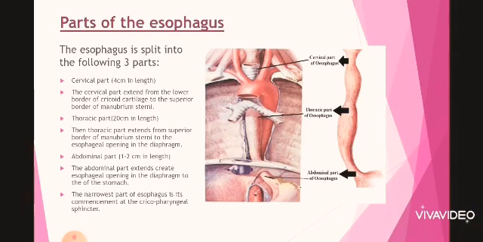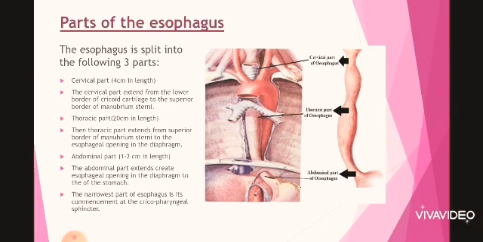Parts of the esophagus. The esophagus is split into the following three parts: cervical part, thoracic part, and abdominal part. Cervical part is 4 cm in length. The cervical part extends from the lower border of the cricoid cartilage to the superior border of manubrium sterni.